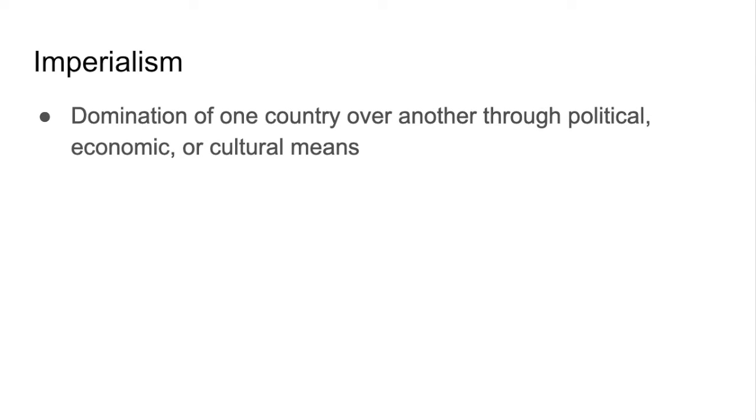So, the first one I want to touch on is imperialism. What is imperialism? It's the domination of one country over another, and it's going to be through political means, economic means, or cultural means. Most likely all three at the same time.